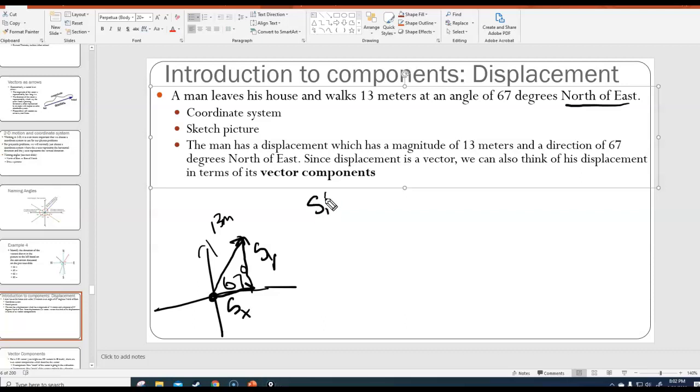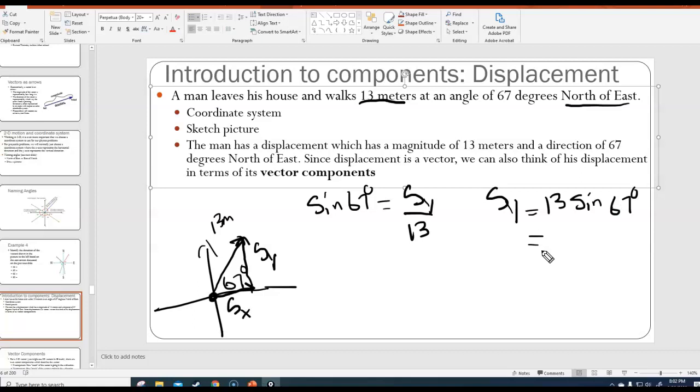Because I can say that sine of 67 degrees is equal to, remember, sine is opposite over hypotenuse, so sine of 67 degrees is equal to Sy, that's my y component of displacement, divided by the hypotenuse, which in this case is just the magnitude of my original vector, that 13 meters. And so Sy, if I solve for that, would be 13 times sine of 67 degrees. I can just put that into my calculator, 13 sine of 67 degrees, and I get approximately, if I round up, 12 meters.